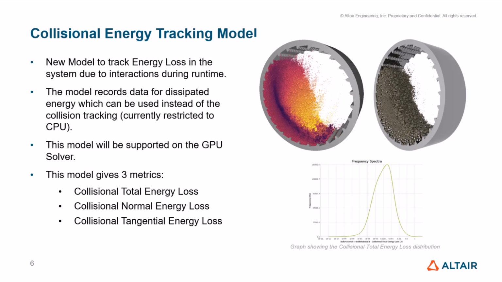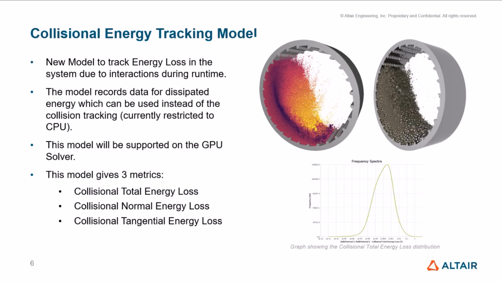Is that video playing? Don't think it is. So basically in these types of simulations, this is a model of a SAG mill. What customers quite often are interested in is looking at the energy dissipated during these collisions. And as EDEM's getting more powerful and leading to simulations with millions of particles, trying to do these on CPU just isn't feasible. But then quite often customers were having to still do it on CPU because this track collisions capability was only on CPU. So now we have this new model.